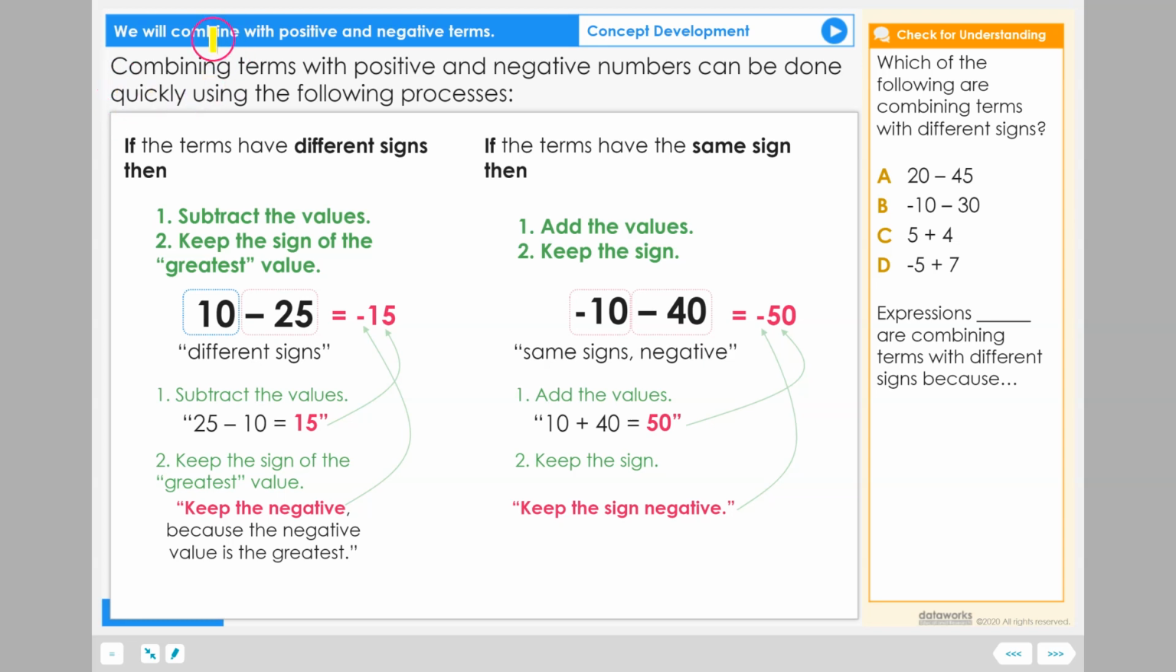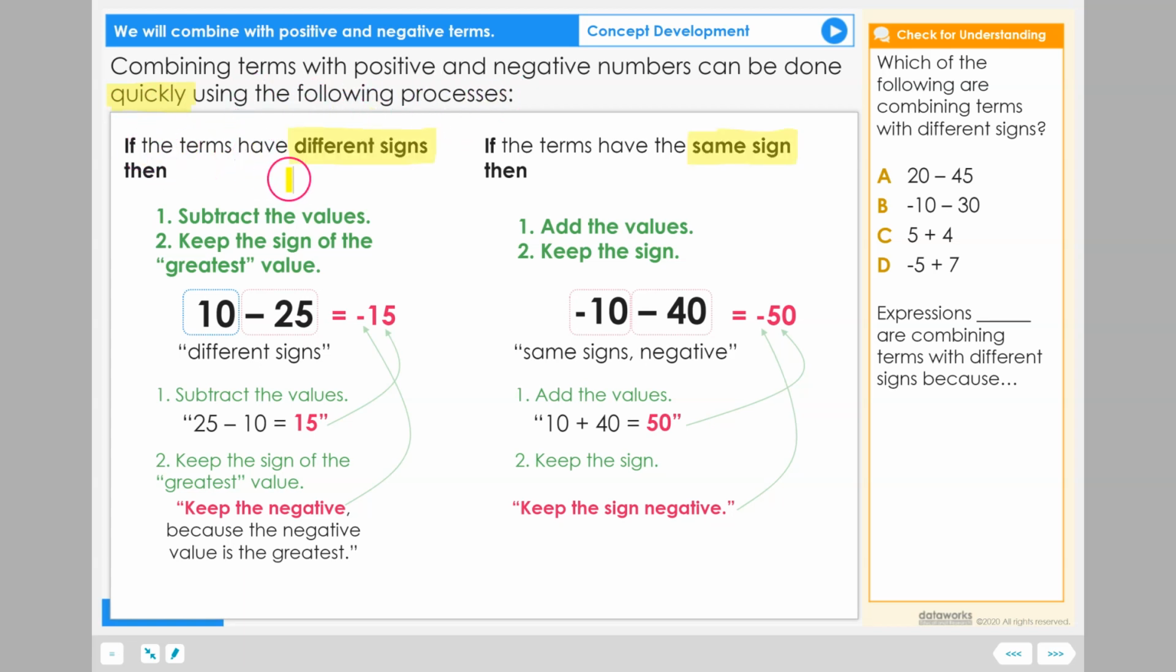We just went over combining with positive and negative terms using counters. But once the numbers start to get pretty big in value, like negative 25, negative 40, you probably don't want to be drawing that many circles just to represent a calculation. So we need another way that can help us combine terms quickly. Combining terms with positive and negative numbers can be done quickly using the following processes.